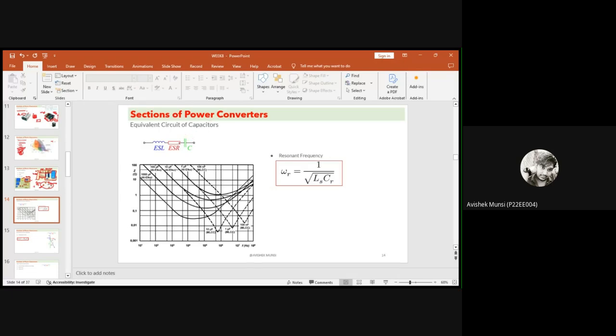If you see here, we already discussed it in the EMI class, that if we consider the equivalent circuit of the capacitor, it consists of ESR and ESL, equivalent series resistance and equivalent series inductance. So you should consider the resonant frequency. This is the calculation for the resonant frequency, and you should check this curve, at how much frequency how much capacitance we are getting, and based on that how much will be the effect of the ESL.